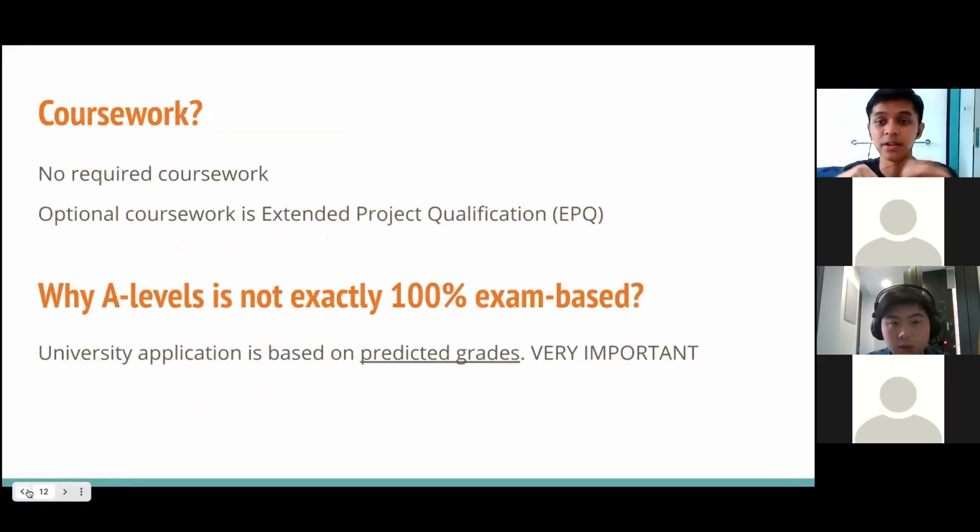Okay, so coursework, no, there is no coursework, except for an optional coursework which you can do, which is called the EPQ.